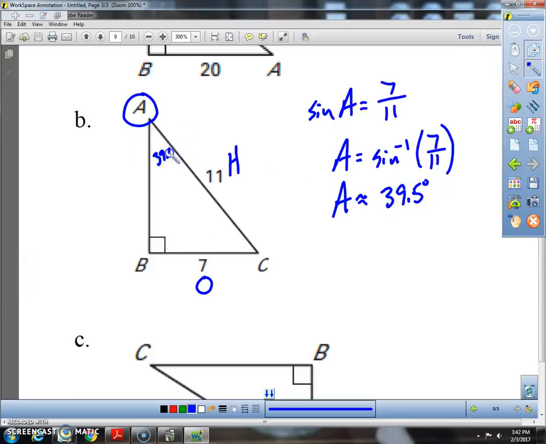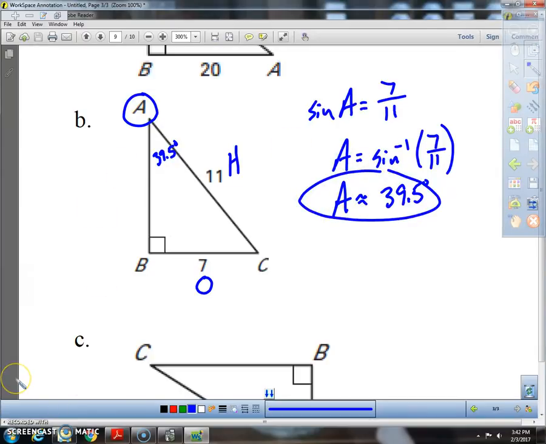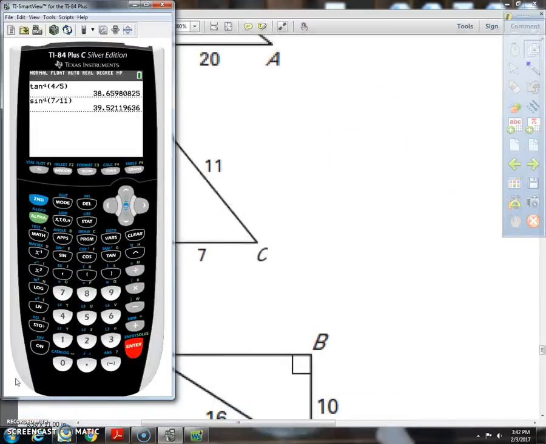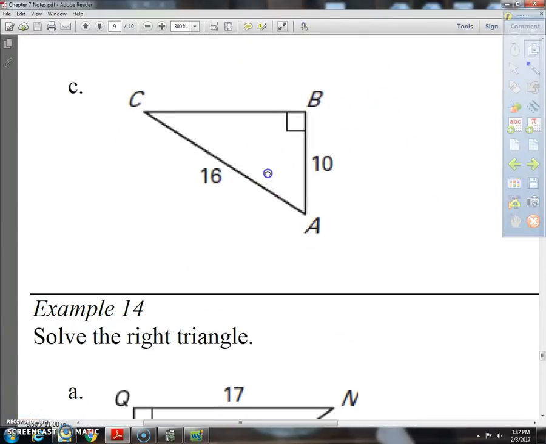Does that look like a reasonable angle measure for this triangle? I think it does. Okay, let's look at one more of these.